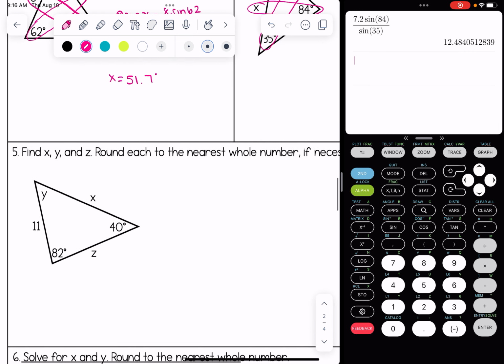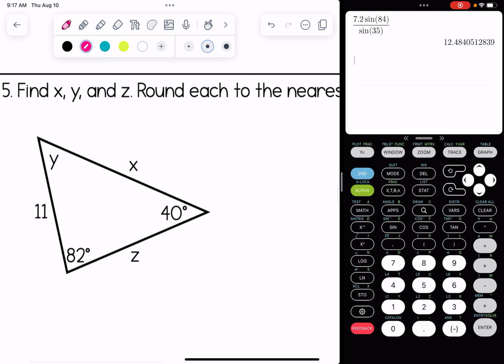All right, for number 5, it says find x, y, and z, and round each to the nearest whole number if necessary. All right, I'm actually going to go out of order here and not find x first because when I look at this picture, I can see very quickly that I can find y because I'm looking for the missing angle in a triangle, and we know the angles in a triangle add up to 180 degrees. So right away, I know that y is equal to 58 degrees.